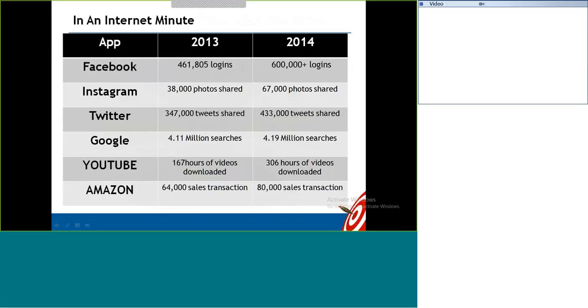So 2013 and 2014. When you compare 2014 and 15, there are a little more differences. You find a lot of differences. Facebook 461K logins, then 600K logins. Instagram 38K photos shared, now 2014 67K, maybe 130 or 140K photos shared in 2015. Twitter 347K tweets shared, then 433K, like that. Google 4.1, 4.19. YouTube 167 hours of videos downloaded and 306 when compared to 2014. So the data is growing like anything.